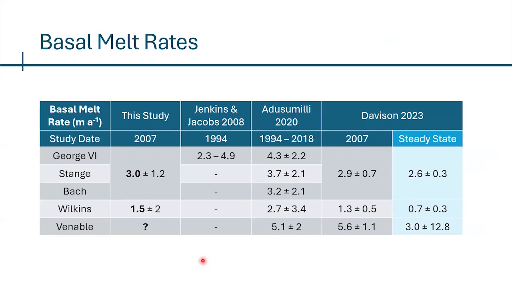So, just a very brief comparison to other work. The numbers I've got for basal melt rates agree fairly well with satellite estimates and would suggest that at the time of the cruise, back in 2007, the ice shelves are melting relatively close to or slightly above their equilibrium basal melt rates.